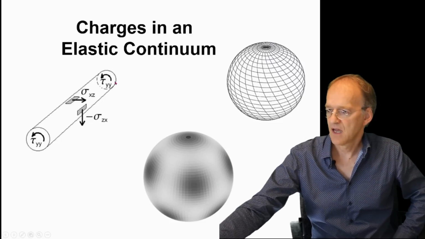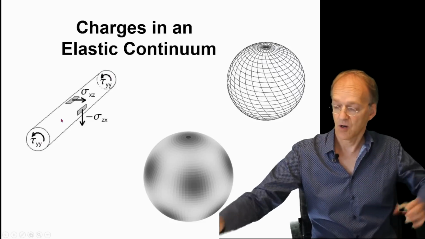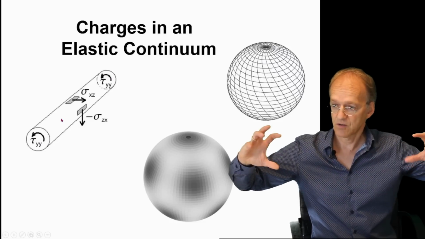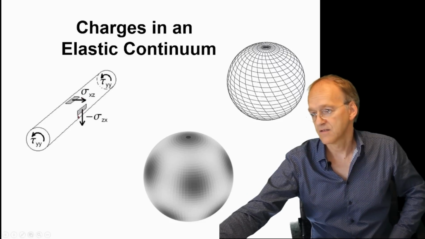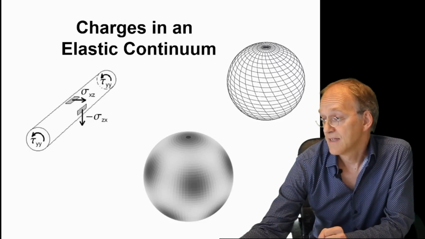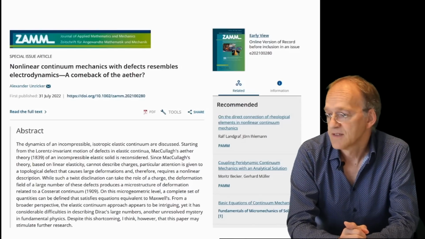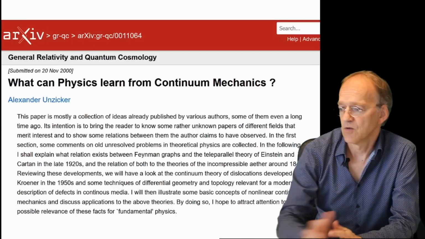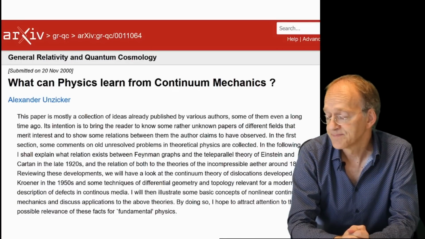And more or less, what about the region between 2 charges, in this case opposite charges? If both are twisted in the same direction, you have a twist of the entire cylinder here. How to imagine this, I will discuss in my next video. However, as I said, you find a more technical summary in this paper, and there is also a precursor, what can physics learn from continuum mechanics.